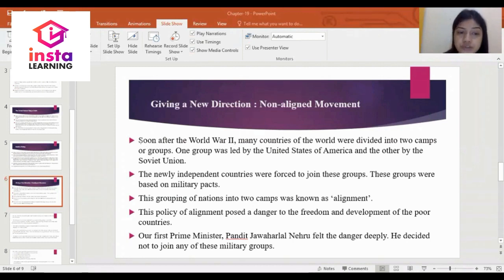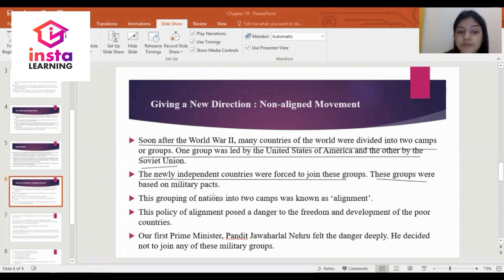So, dear student, soon after World War II, many countries of the world were divided into two camps or groups. One group was led by the United States of America and the other by the Soviet Union. एक जो ग्रुप था वो यूनाइटेड स्टेट द्वारा लीड किया गया और जो दूसरा ग्रुप था वो सोवियत यूनियन के द्वारा लीड किया गया. The newly independent countries were forced to join these groups.